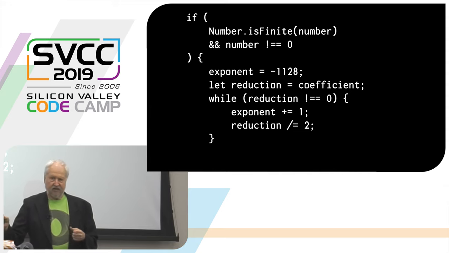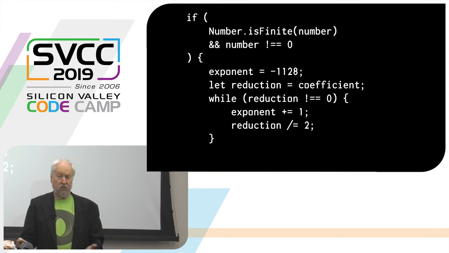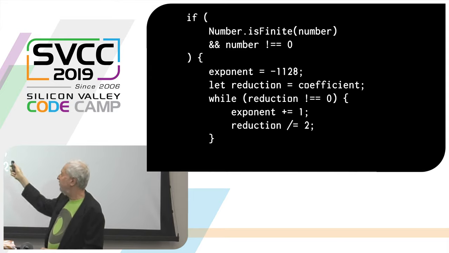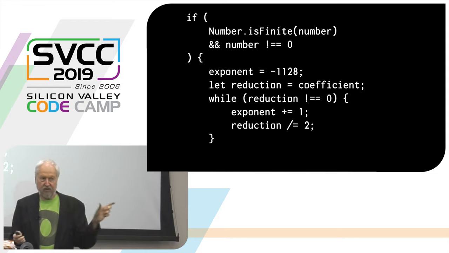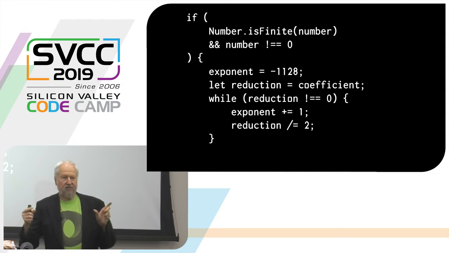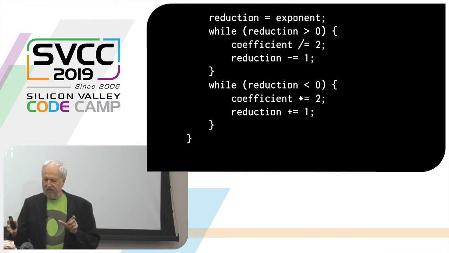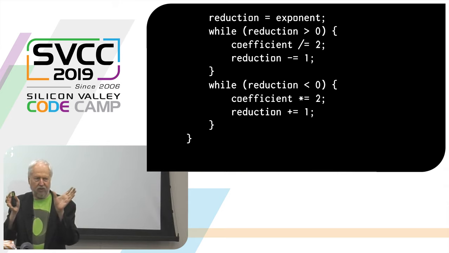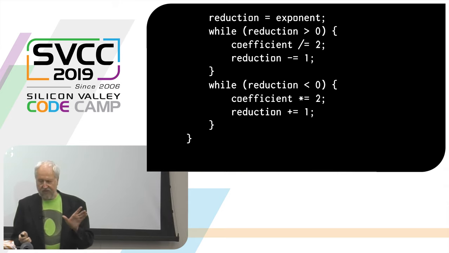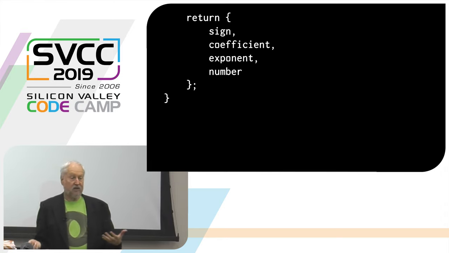Then it'll start shifting the coefficient, and it will keep shifting it until all the bits are gone. And at that point, it's zero. And because we've been counting the number of times we did that, we will now know what the exponent of the number is. We'll know where the window is. The next step is we have to figure out what's in the window. So we'll do that by adjusting the coefficient until it's at the point where it's an integer, and then we're done. We can make an object which contains all those stuff, and then we can look at it.